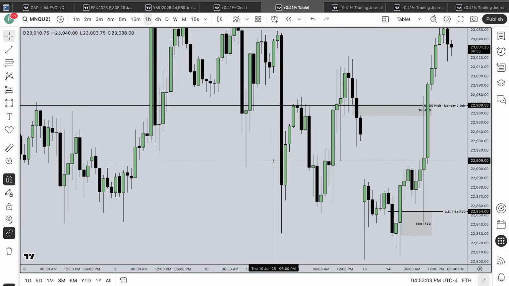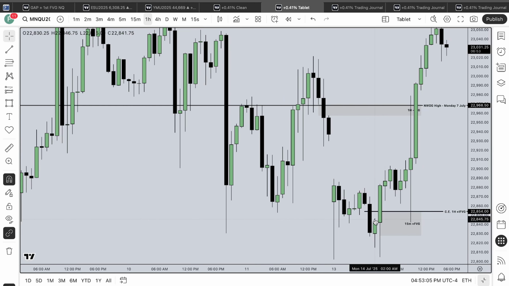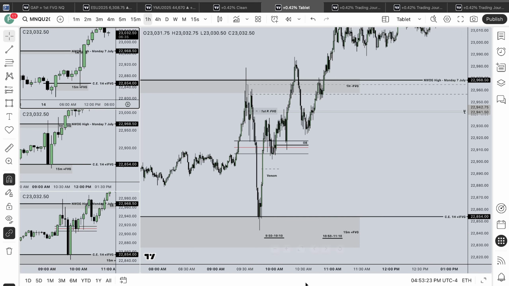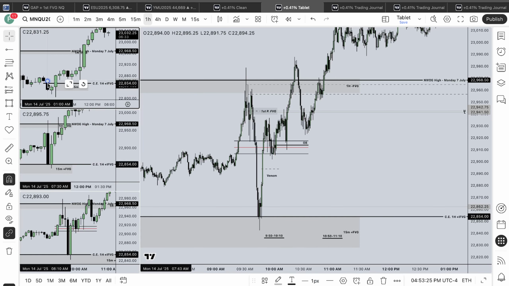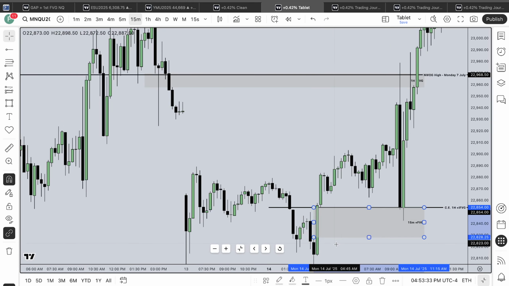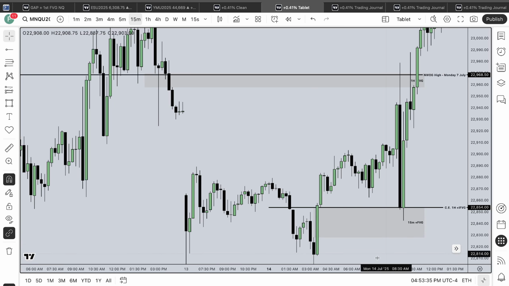This is the 1 hour chart. Fair value gap in here, and this inverse fair value gap, if we mark that, we see we trade to the consequent encroachment of that. Also, we trade into the 1 hour order block in here, and then on the 15-minute chart, this is the 15-minute fair value gap.